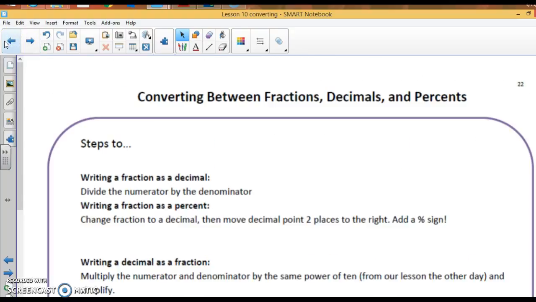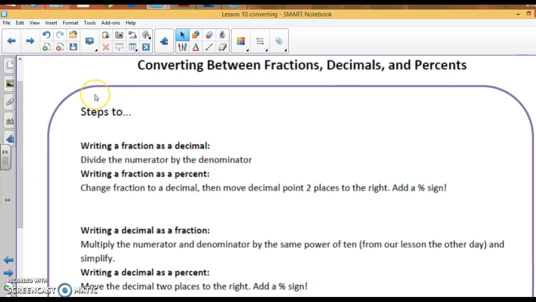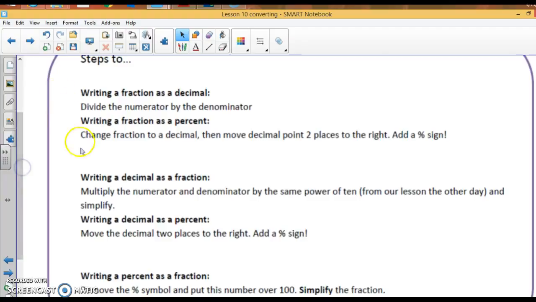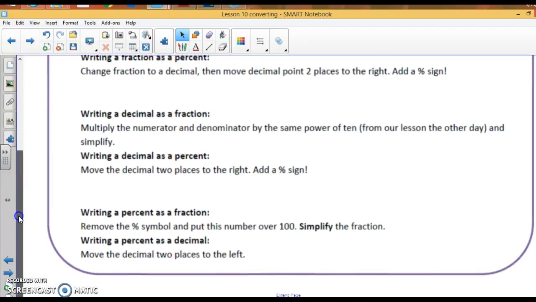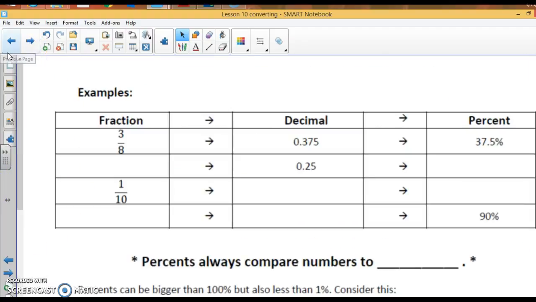All right. This is on page 19 in your note packet. We are going to talk about converting between fractions, decimals, and percents. All of these notes are here if you want to take the time to read over them. We're going to do some examples.